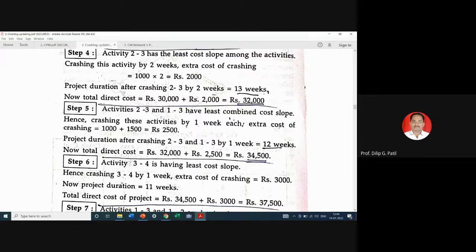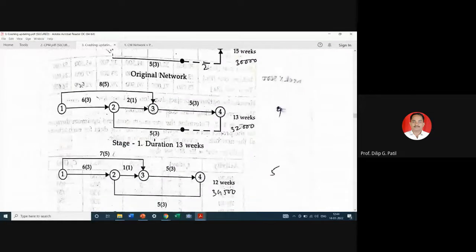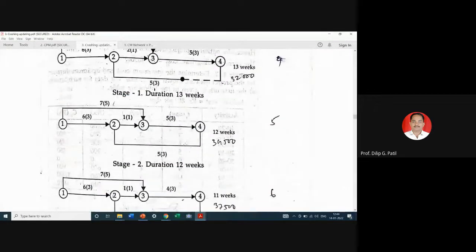मग टोटल डायरेक्ट कॉस्ट किती होईल आता, मागच्या स्टेप मधली जी आहे 32,000 त्याच्यामध्ये एक्स्ट्रा कॉस्ट ऑफ क्रॅशिंग ऍड करायची आहे. किती आहे ती, 2,500 1 वीक साठी, म्हणून हे 32चं 34,500 होईल. मग आता पुढच्या स्टेप मध्ये बघायचं आहे, त्यासाठी तुम्हाला नेटवर्क बघावं लागेल. मग आता लक्षात येईल तुमच्या की 12 वीक नंतर इथं क्रिटिकल कोणते झालेले आहेत, इथं किती आहे, 1 एक्स्ट्रा वीक राहिलेला आहे, बरोबर आहे. म्हणून आपण क्रिटिकल पाथ, आता इथं तर क्रॅशिंग संपलेलं आहे, बरोबर आहे.